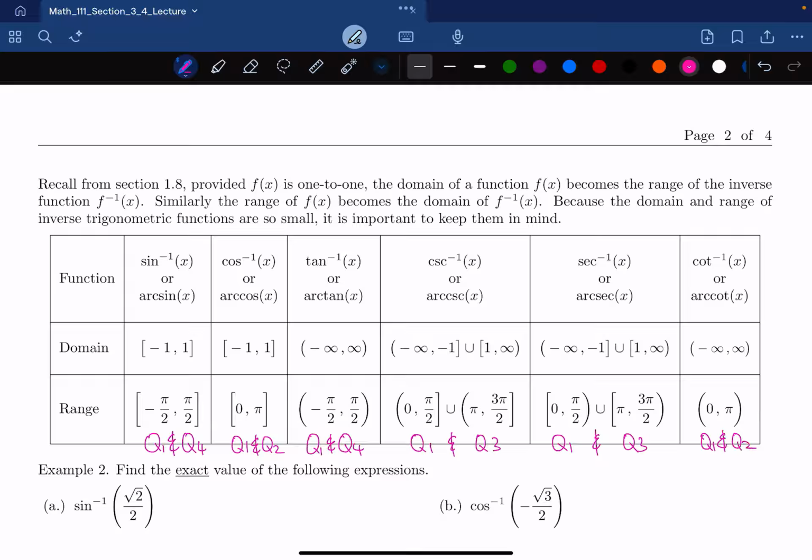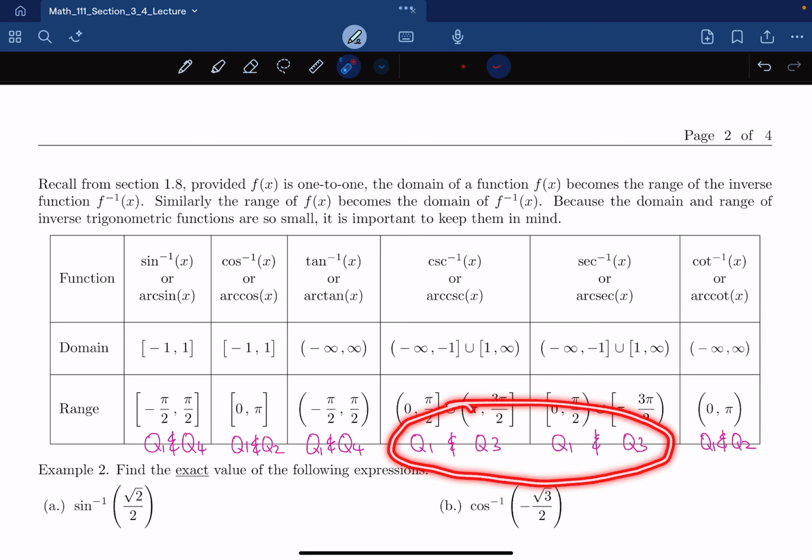Now again, in terms of just quadrants, we have similarities. Cosecant inverse and secant inverse are quadrant 1 and quadrant 3. Sine inverse and tangent inverse are the same quadrants, and cosine inverse and cotangent inverse, right? They have the same quadrants. However, if you compare these, they are still slightly different. Like I said, you have to treat them all a little bit differently.